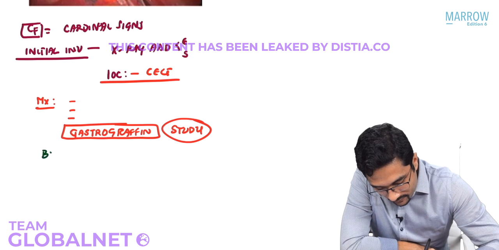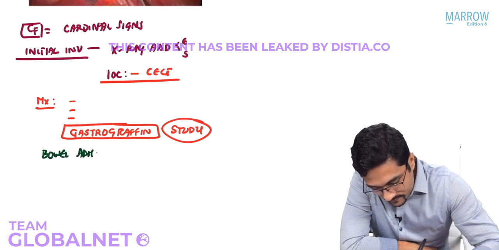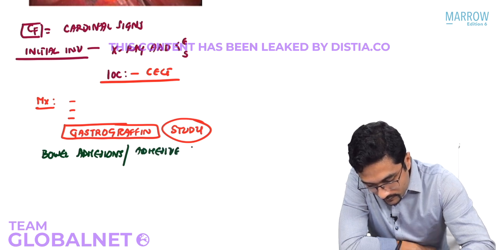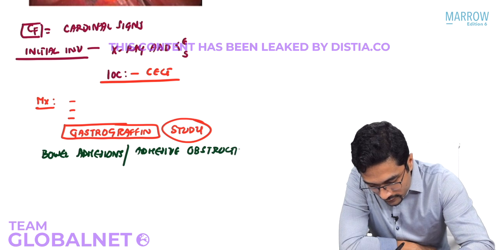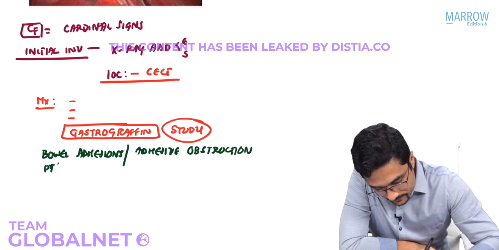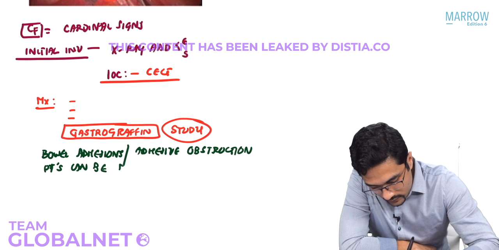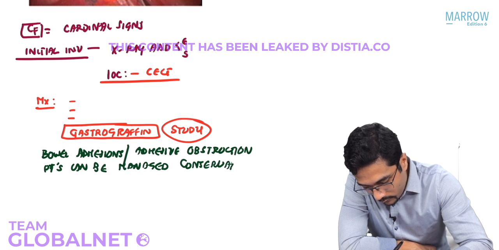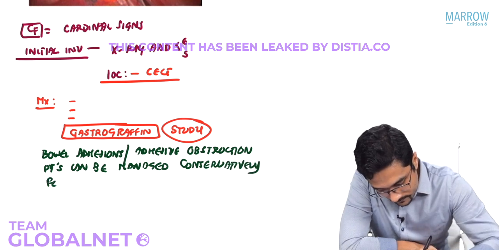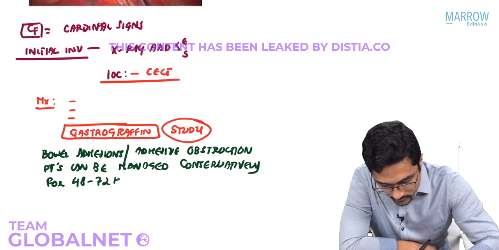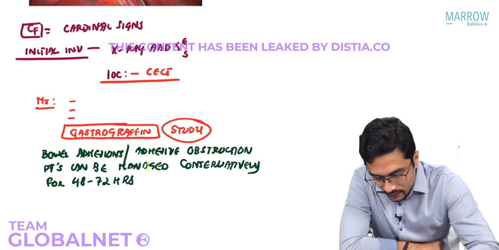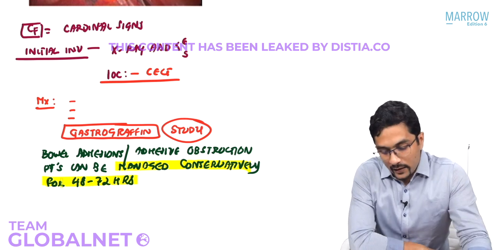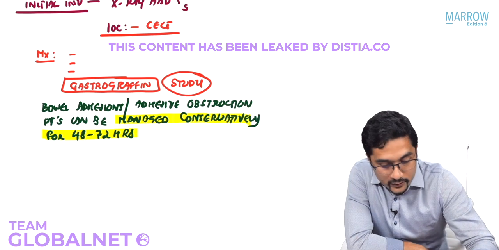So bowel adhesions, or adhesive obstruction, patients can be managed conservatively for 48 to 72 hours. This is the only dynamic obstruction where we try conservative management. Of course, as I've highlighted, we'll give IV fluids, decompress, give antibiotics and painkillers, but conservative management can be tried for 48 to 72 hours.